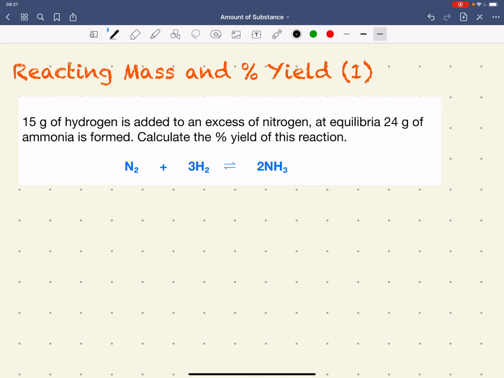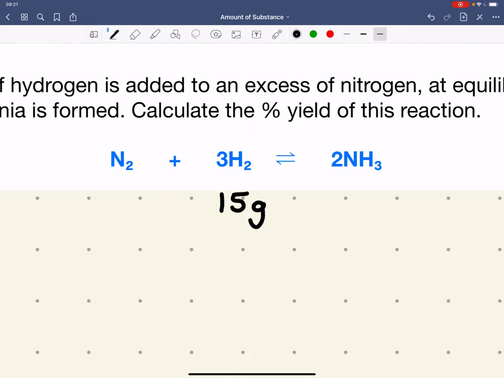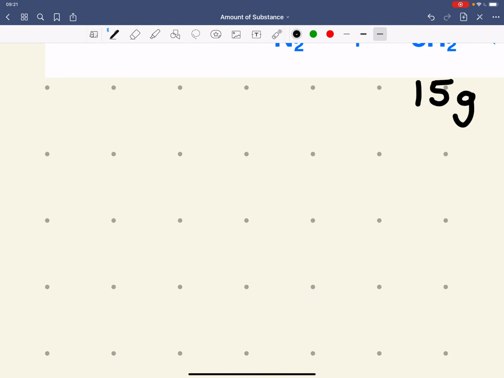Now, in nearly all of these type calculations, the first thing you need to do is work out the theoretical yield. So we're saying that we've got 15 grams of hydrogen here. First thing we want to do is work out what the maximum theoretical yield of ammonia you could form, and this is really just a reacting mass calculation. And in these reacting mass calculations, we always follow three steps.